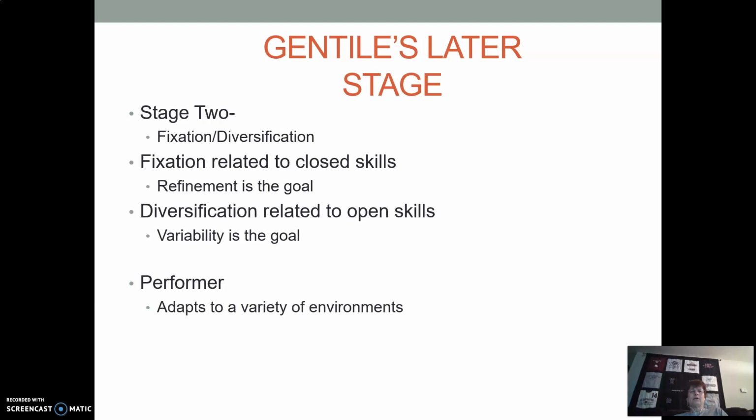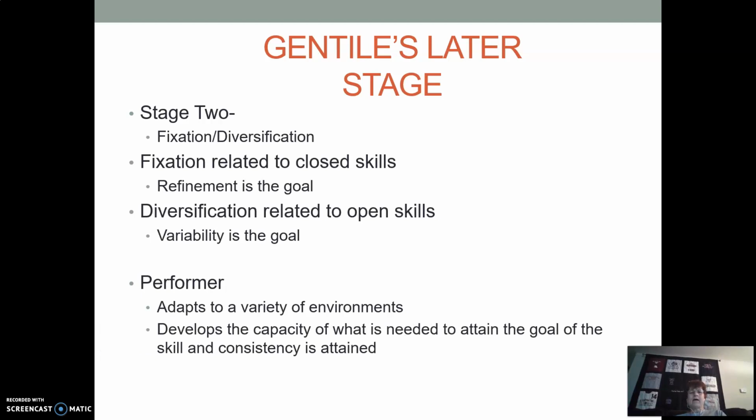The performer learns to adapt to a variety of environments. And again, we are becoming much more consistent at this stage and accurate. So I'm learning to take the skill and apply it across various settings, various contexts, and I'm more consistent and proficient and successful in performing the skill. That's Gentile's later stage. And it doesn't take as much effort. I become more efficient and effective in the performance of the skill.